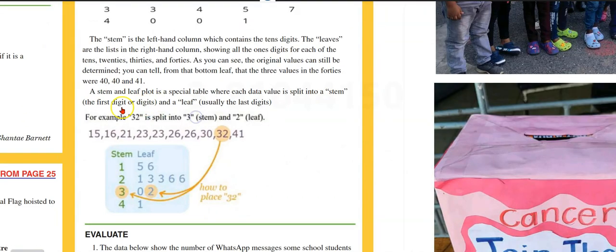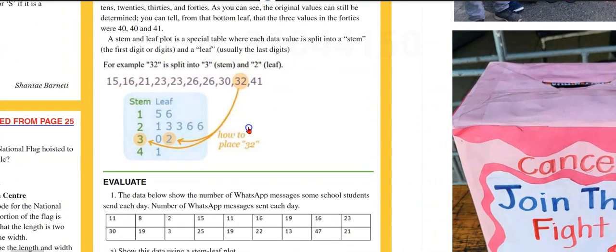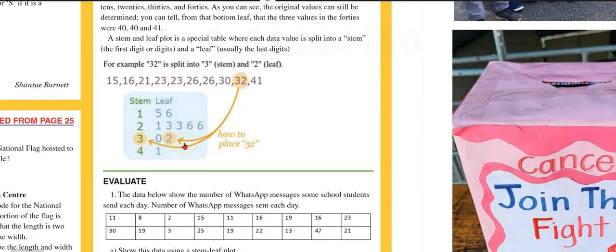A stem and leaf plot is a special table where each data value is split into a stem, the first digit or digits, and a leaf, usually the last digit. For example, 32 is split into 3 found on the stem and 2 found on the leaf. So here it is, 32.